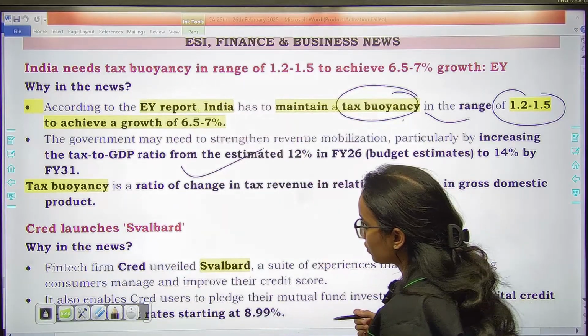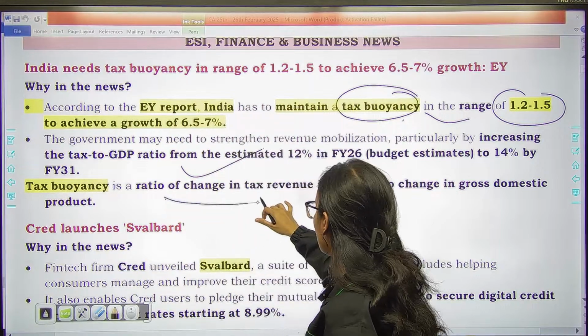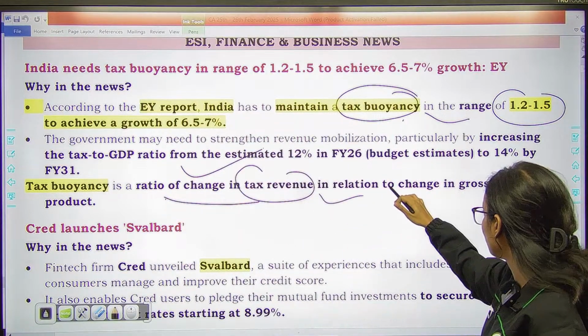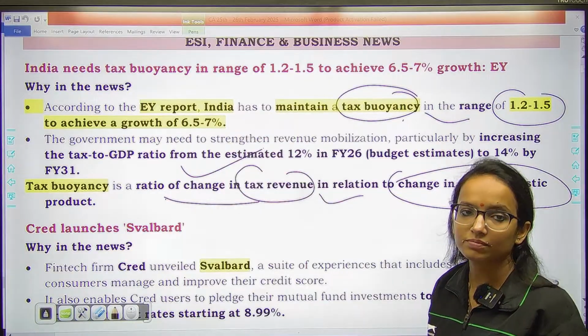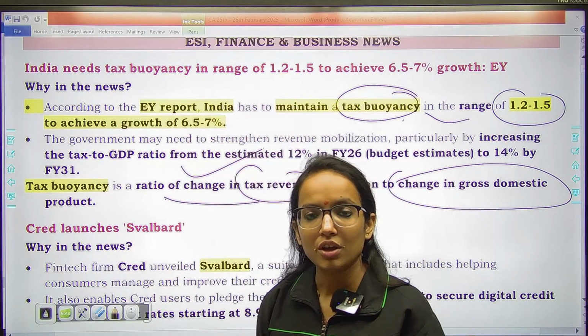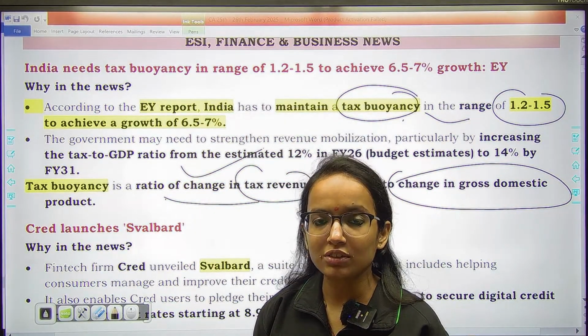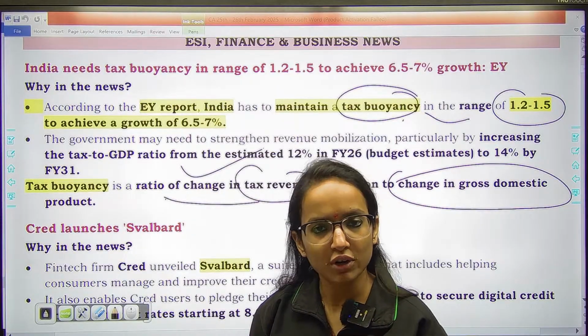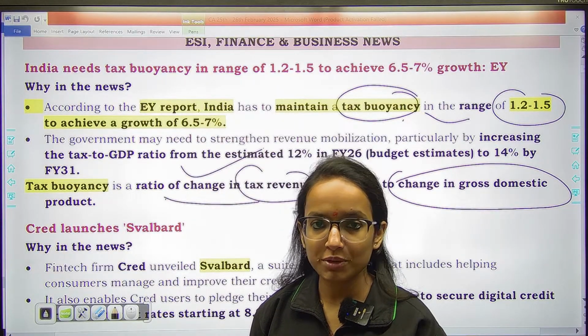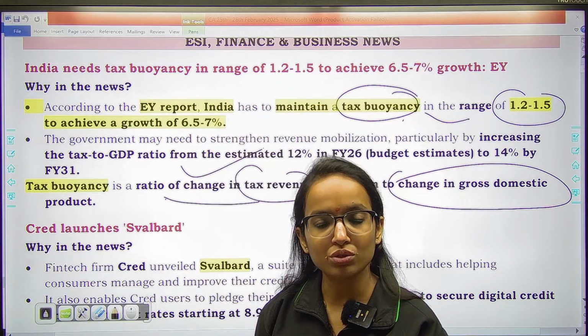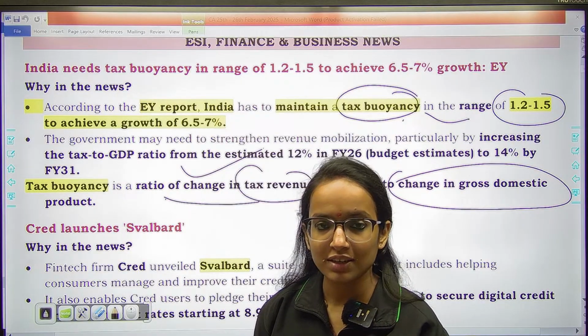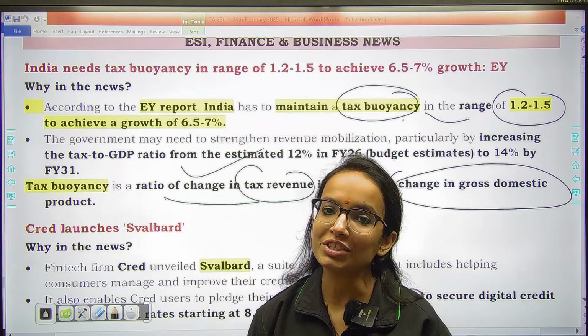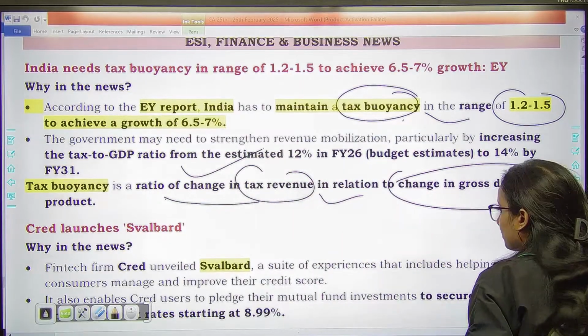So tax buoyancy is what? It is the ratio of change in tax revenue in relation to change in gross domestic product, as I told you. So if your GDP is changing, whether it is increasing or decreasing, whatever the change is, what is the response of tax in terms of change in GDP? Tax buoyancy, and this is the figure.